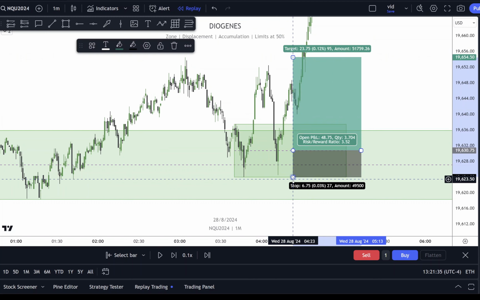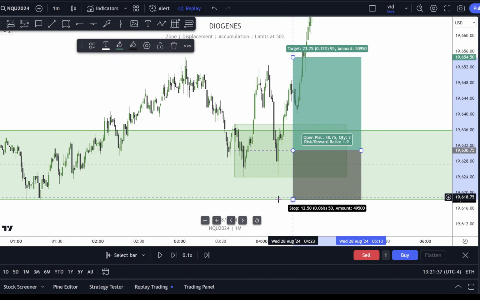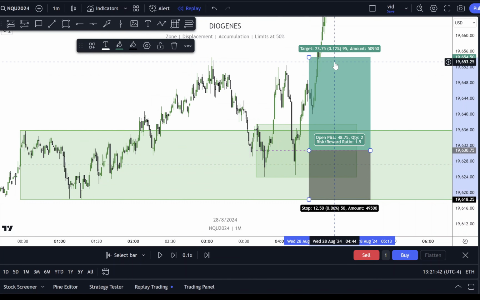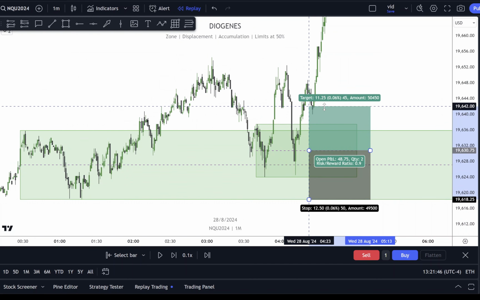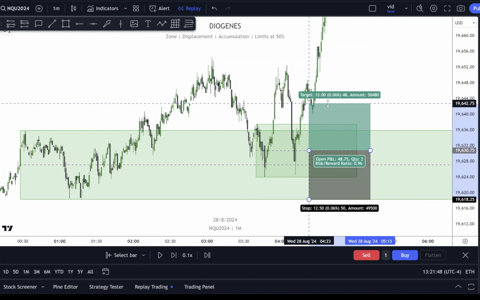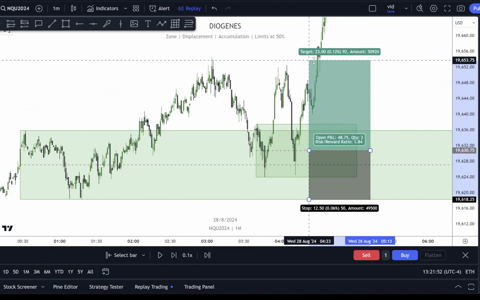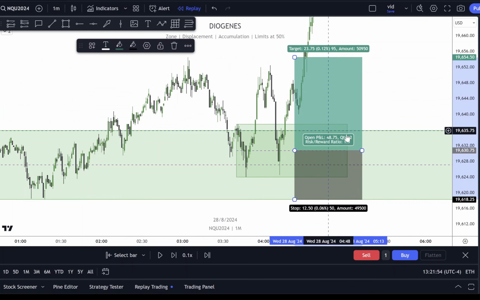Now, if you want to be extra careful, you can take your stop loss at the low of the higher time frame zone, and you can take a 1-to-1 again, or just like before, target the week high.